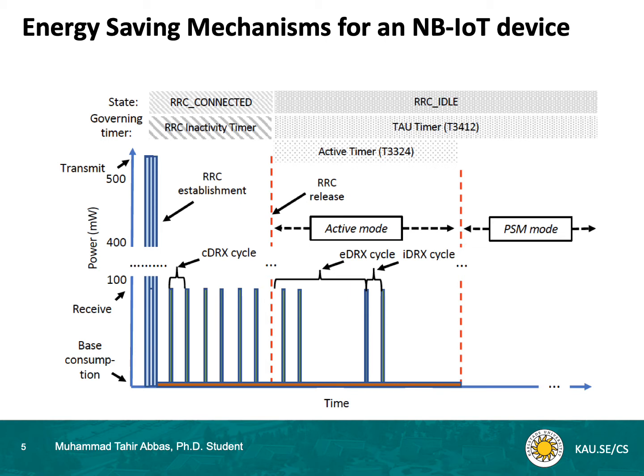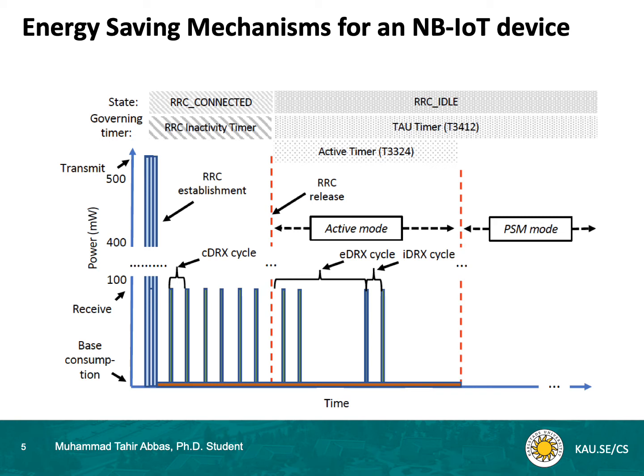The connected state is governed by a timer named the inactivity timer, and that timer is controlled by the Node B. After this timer expires, the device makes a transition into the idle state, where it is not connected with the network anymore, but still it can listen to the pagings. However, these listening periods are less frequent compared to the connected state, to save more energy. And we call these listening periods extended discontinuous reception modes, or eDRX cycles.